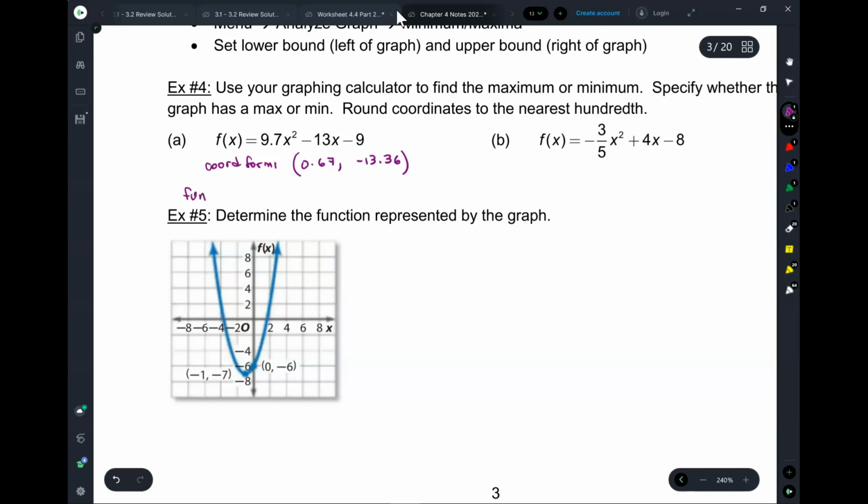And then in function notation, it'll be f of 0.67 equal to negative 13.36. Okay? If you got those two values, then go ahead and plug in the other one. For the other one, you might have to do 3 over 5 in parentheses. Just do Control Delete and in its place put this one in. So f of 3.33 is equal to negative 1.33.